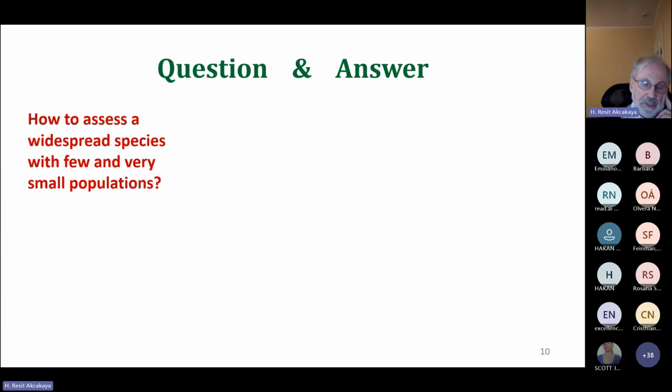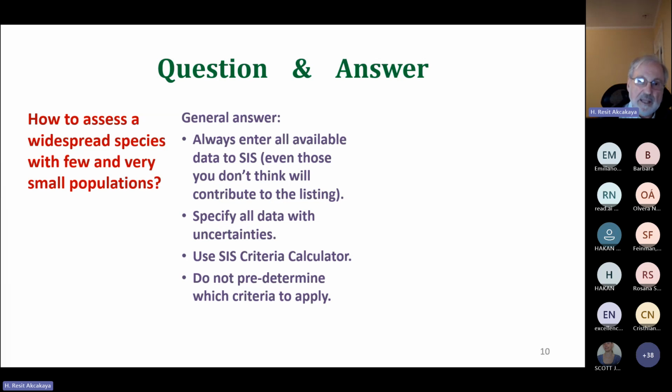A more specific question was how to assess a widespread species with few and very small populations. Now, again, the general answer is the same. Always enter all available data into SIS, specify all data with uncertainties, use the calculator, and do not predetermine which criteria to apply. Enter the data, even those data that you don't think will contribute to the listing, because those data may actually contribute in the future.